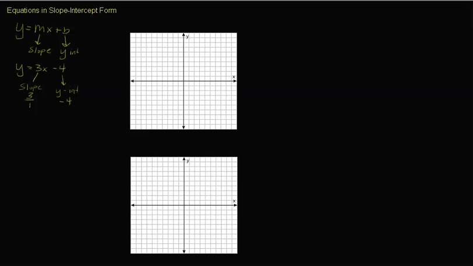So the first thing is graph the y-intercept. Whatever the y-intercept is, we're going to graph that. So that's 1, 2, 3, 4. Now we know this is the y-axis, so we just go to 0, negative 4, and put a dot there. So very simple. Whatever that number is, we go on the y-axis and put a dot.